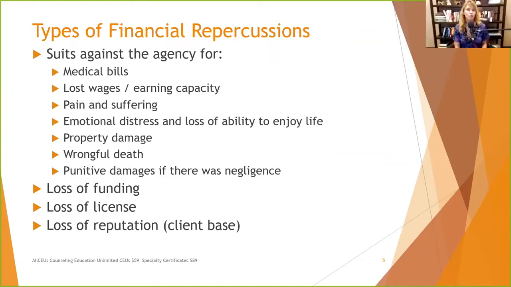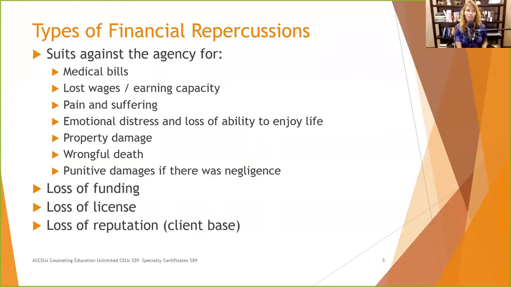Types of financial repercussions. I didn't know what to title this slide. There are a lot of common suits against the agency for medical bills. You know, if they slip and fall and get hurt at your facility, it's an icy morning and they're walking up the stairs to get into your facility and they slip and they break their hip. So you could be sued for medical bills.